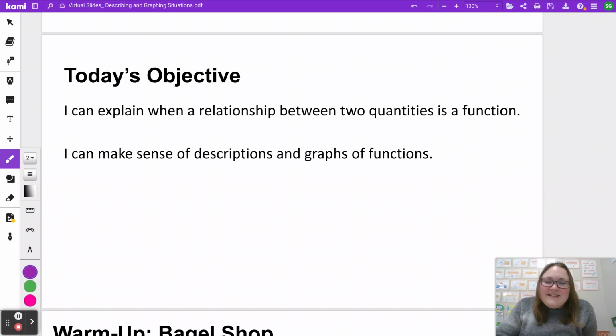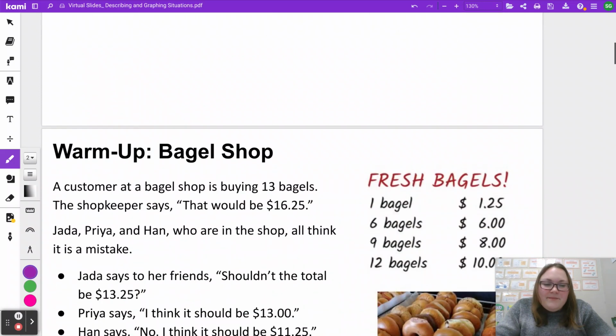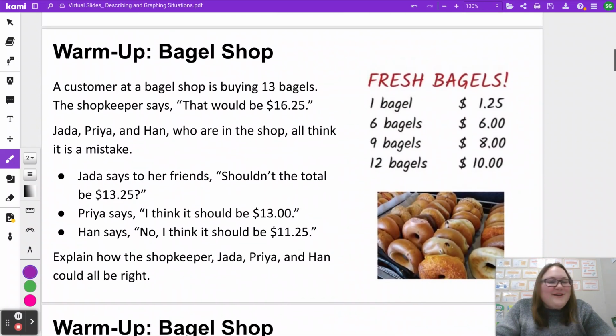And so today's lesson really starts the conversation about functions and what graphs and descriptions of functions look like. But we're definitely going to continue to work on these two goals throughout this unit. The warm-up is something you can do without knowing what a function is or any of that. The warm-up is about a bagel shop and related to this information over here. I encourage you, go ahead, pause the video now.